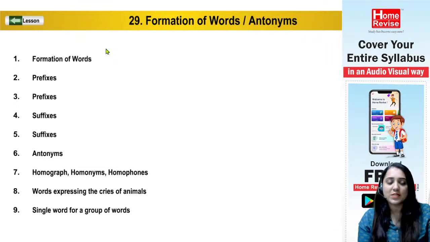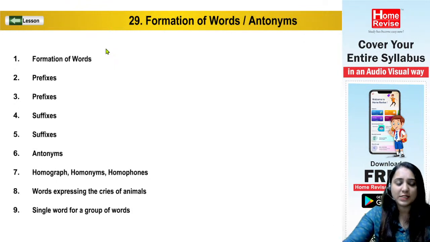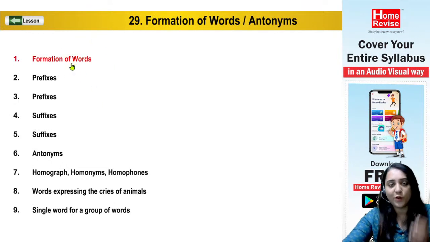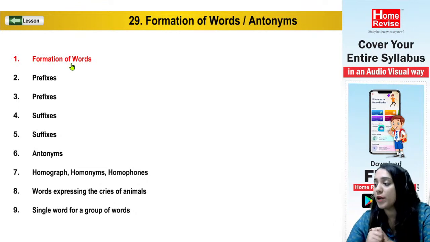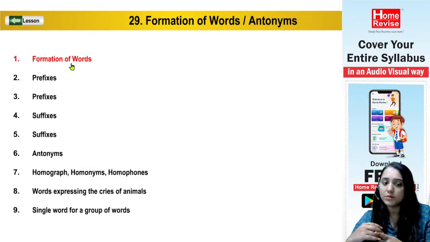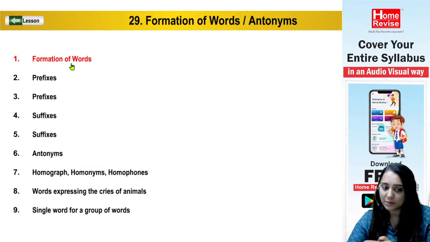So today we are going to start with the formation of the words and also antonyms. Fine. So today, as you can see on the screen, we are going to cover all these topics, which include the formation of the words, like how the words can be formed and different things. Then we are going to learn about the prefix. Then we are going to learn about the suffix. Then we are going to learn about the antonyms, homographs, homophones, homonyms, then words expressing the cries of the animals, and a single word for a group of words.